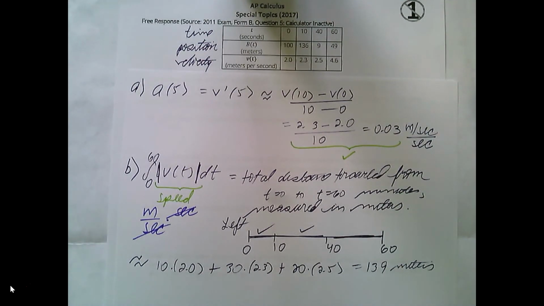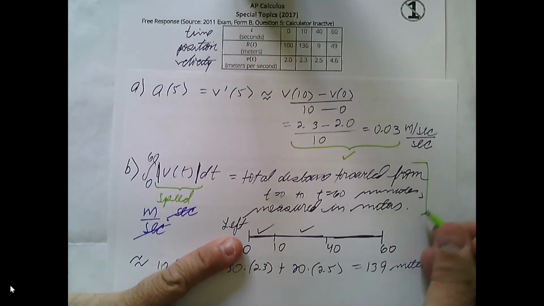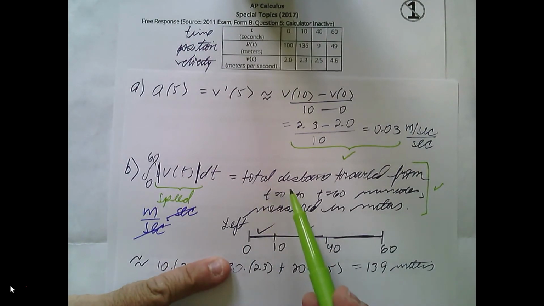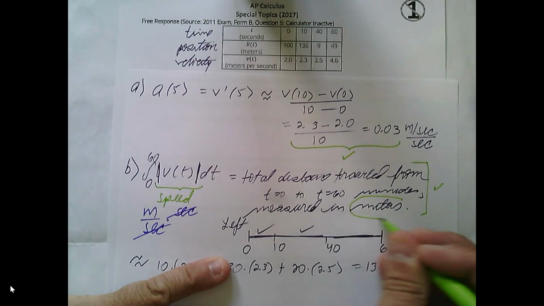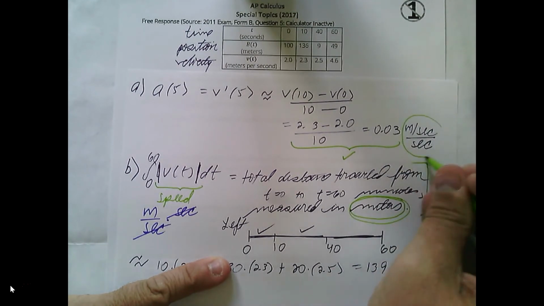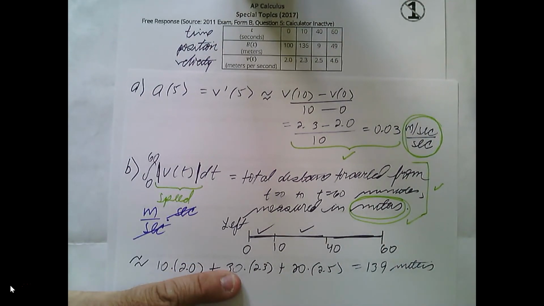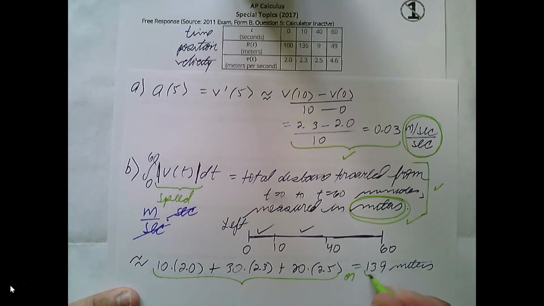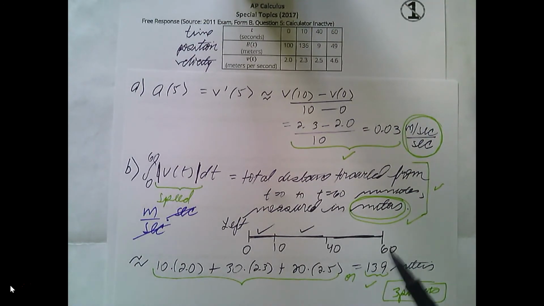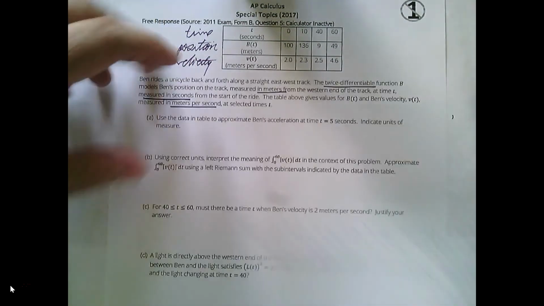They awarded 1 point for your explanation, so you had to mention total distance traveled. If you get the units of meters and the units of meters per second, had to get it right in both places, they awarded a point. And then the numerical value, so this guy over here or the 139, earned you that third point. So part A was worth 1 point. Part B was worth 2 points. The units in A and B together, the third point. Okay, so let's look at part C.